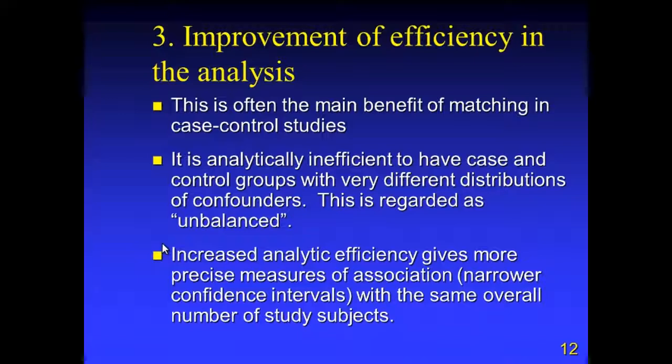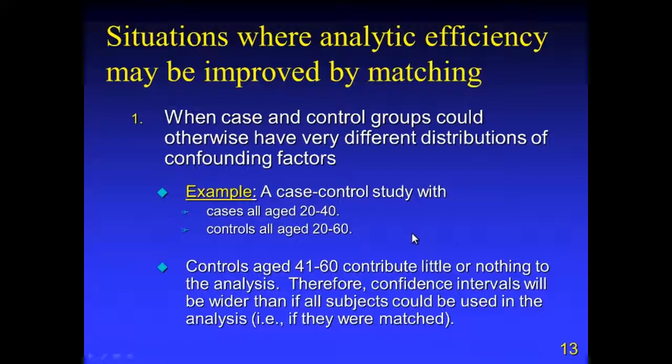So we get less precise measures of association with wider confidence intervals. But by matching, we can often overcome this problem and narrow the confidence intervals somewhat. A situation where this might apply, as I've mentioned, is when the case and control groups have very different distributions of confounding factors. So here is an example which hopefully will be intuitively obvious.